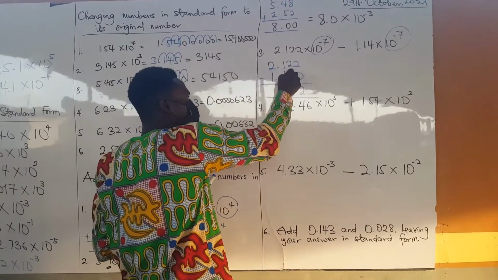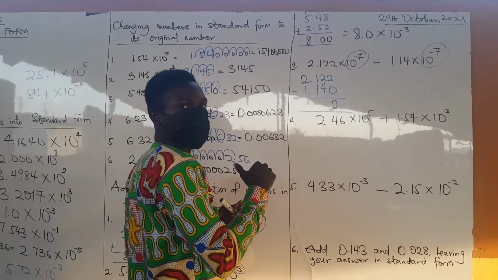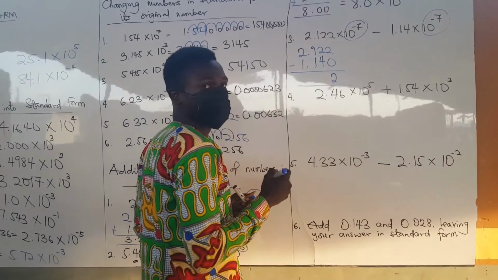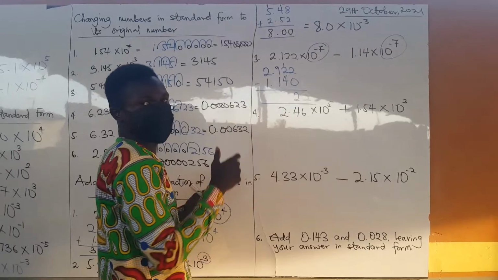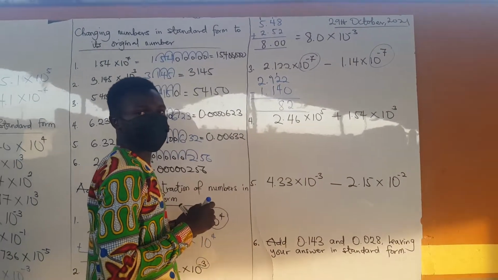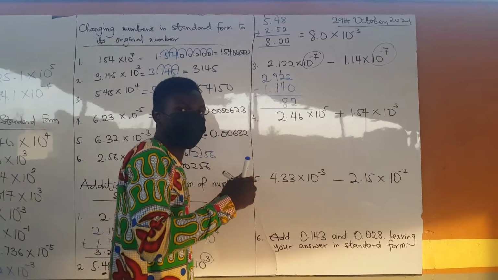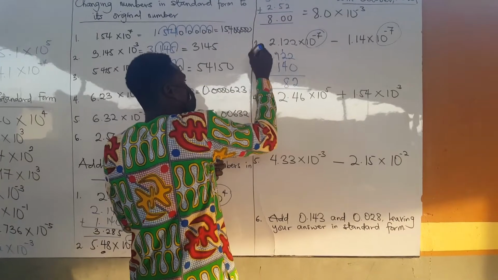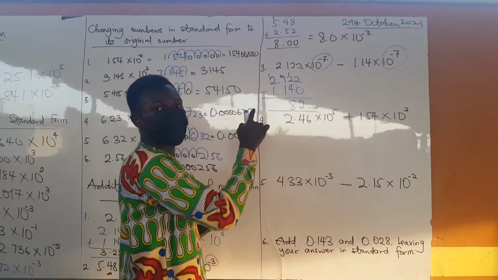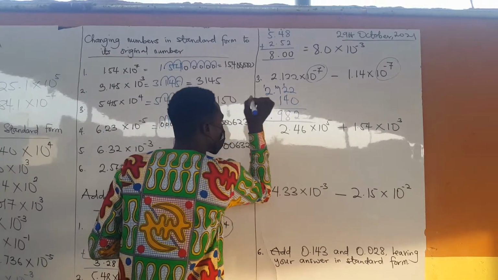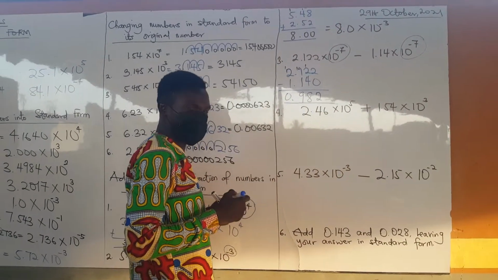2 minus 4 is not possible, so we are going to borrow from our neighbor. If we borrow, this becomes 0. This becomes 12. So now 12 minus 4 is going to give us 8. Now the number here is 0 and not 1 because we've borrowed 1. So I'll come and borrow again from my neighbor and this will become 10. So 10 minus 1 is going to give me 9. 1 minus 0 is possible, but I'll get 0.